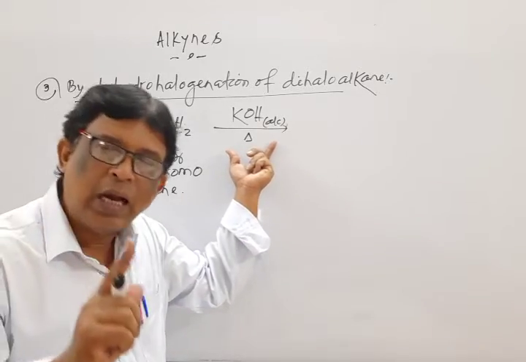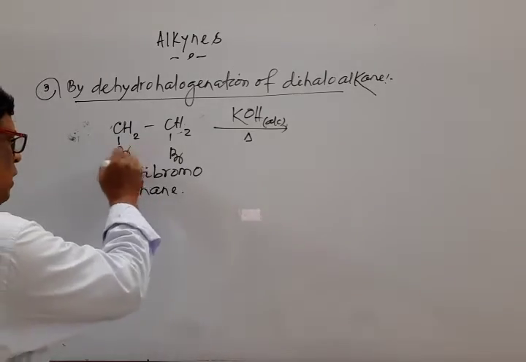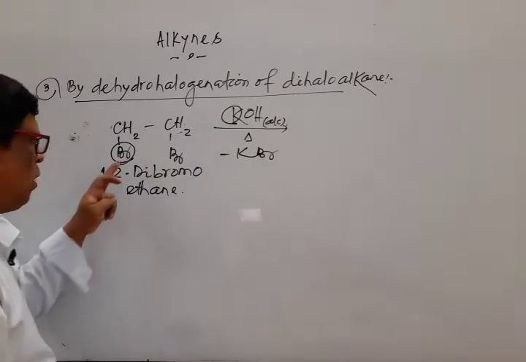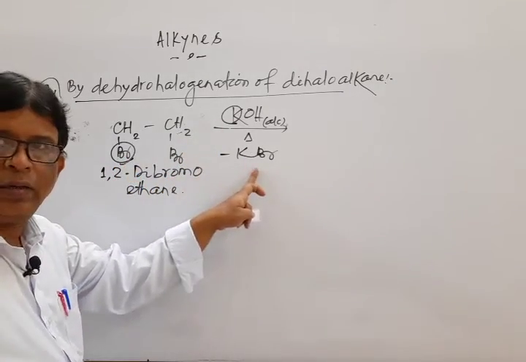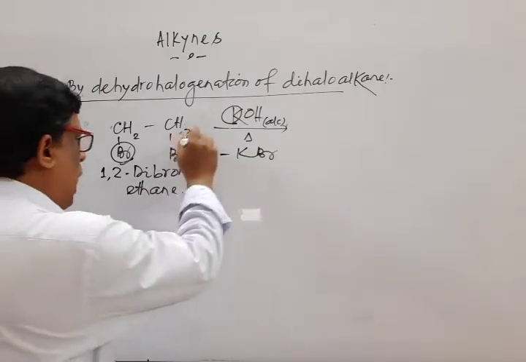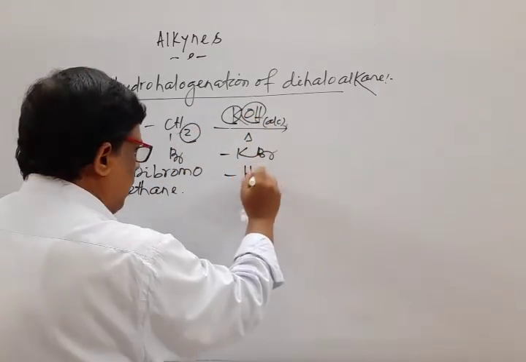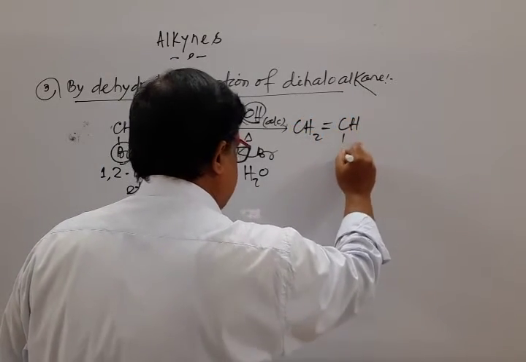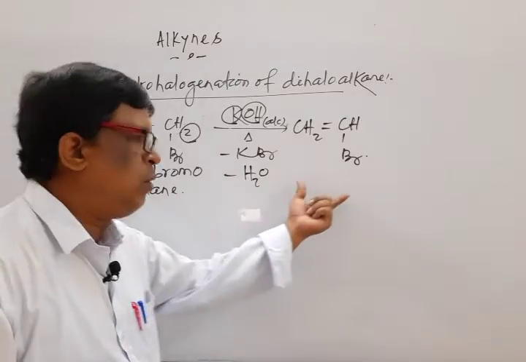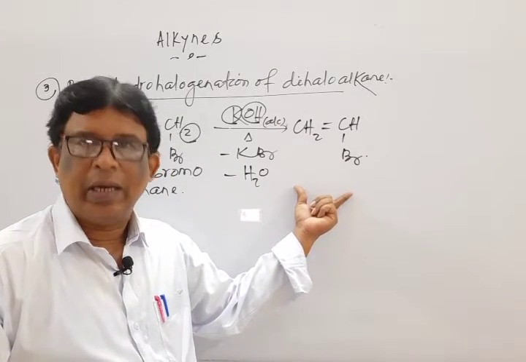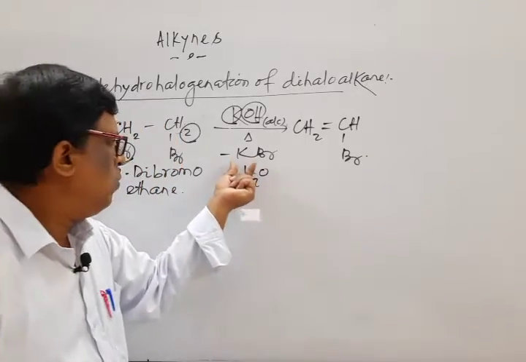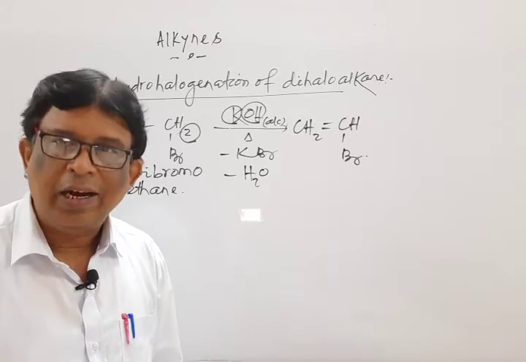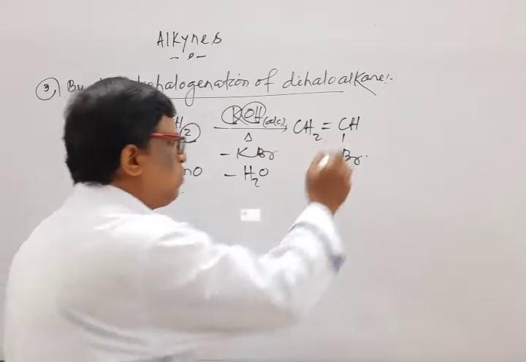Hydrogen is removed and one halogen is removed. Mark that. This halogen combined with potassium, that is removal of halogen in the form of KBr, and also here hydrogen is removed. Mark that, H2O, resulting in the formation of CH2=CHBr. That is the formation of vinyl halide. Common name is vinyl halide. Here removal of hydrogen, removal of halogen, so known as dehydrohalogenation.